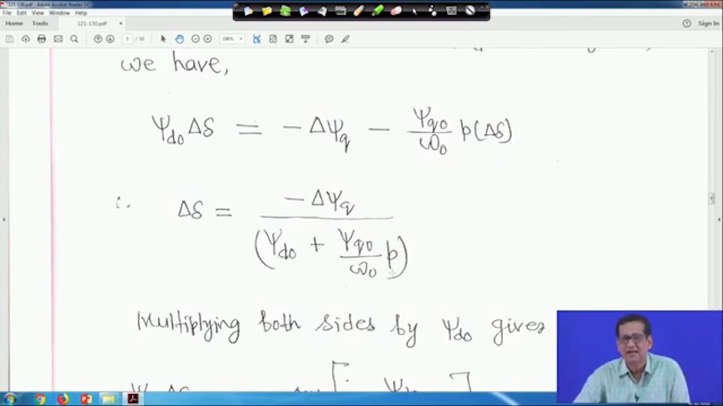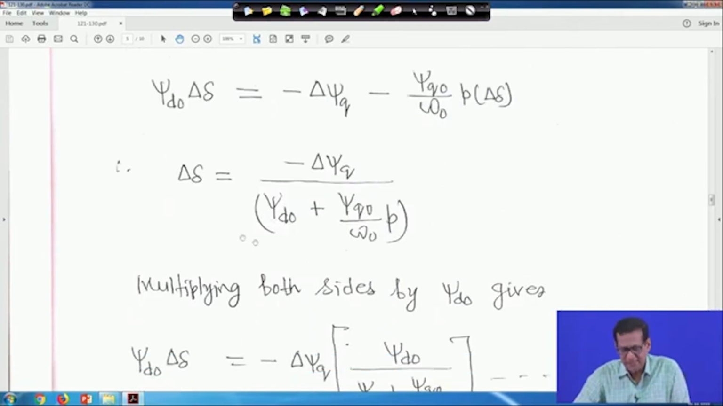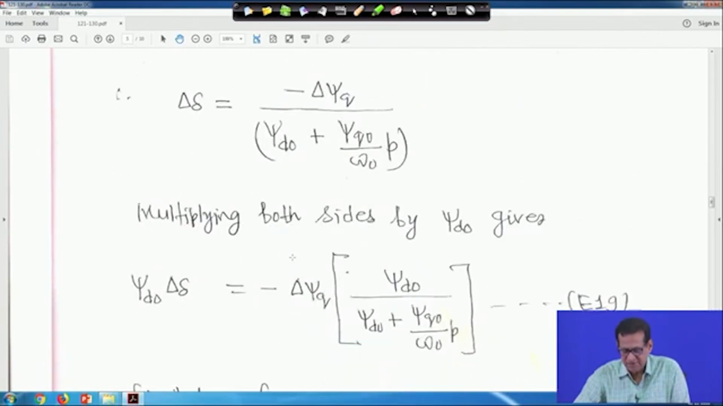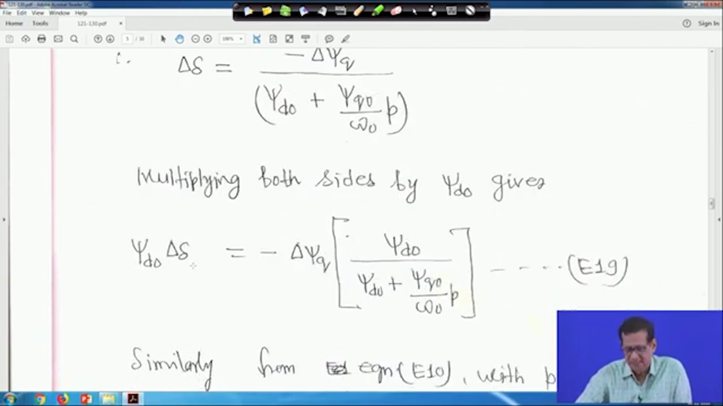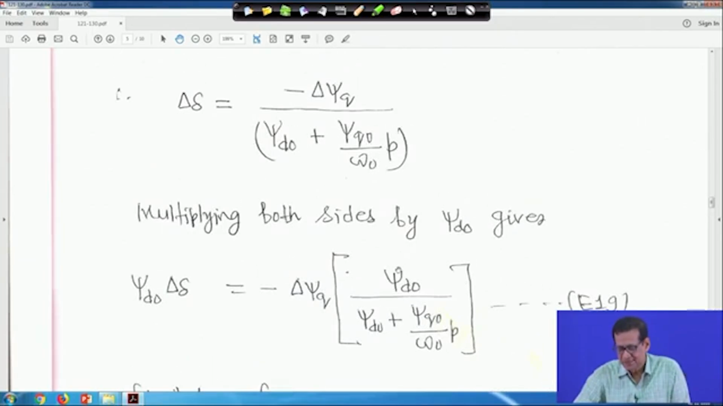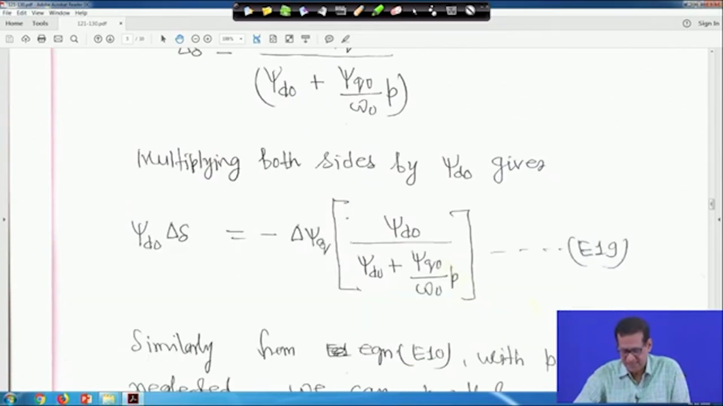This is delta delta. Now, multiplying both sides by psi d 0, you will get psi d 0 delta delta is equal to minus delta psi q, and this can be written as minus delta psi q into psi d 0 by psi d 0 plus psi q 0 upon omega 0 p, right. P is nothing but the differential operator. This is equation E19, right.